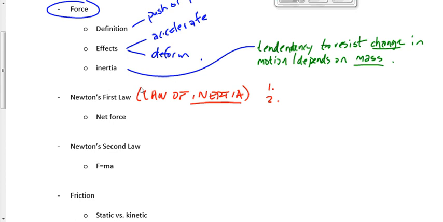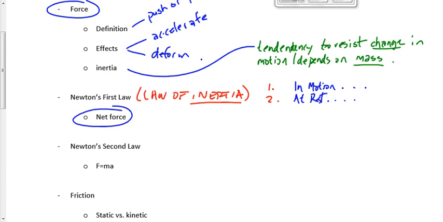So we're going to say, in motion, dot, dot, dot, continues in motion until acted upon by an unbalanced force. An object at rest continues to stay at rest until acted upon by an unbalanced force. Well, by the way, what do we call it when there's an unbalanced force acting on something? What's the term that we assign to an unbalanced force or a total force? It's a net force, right?